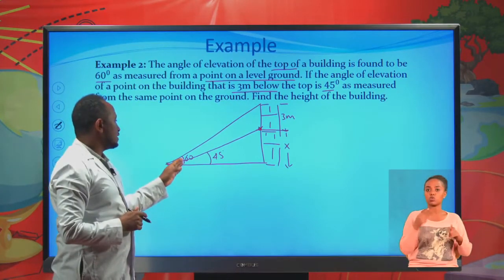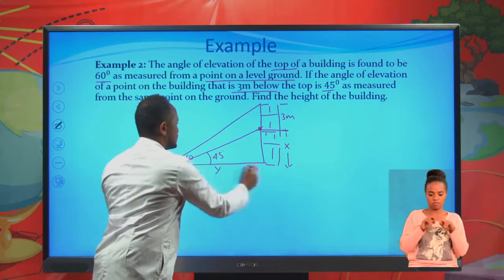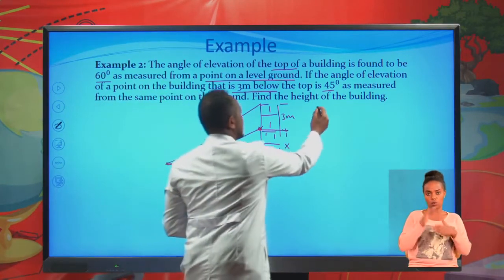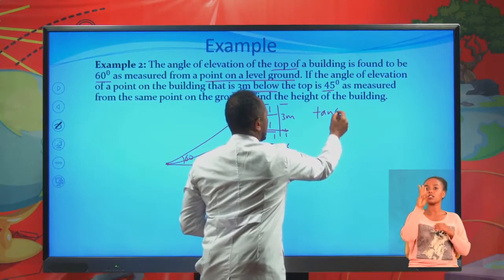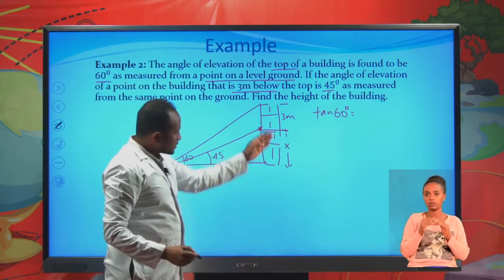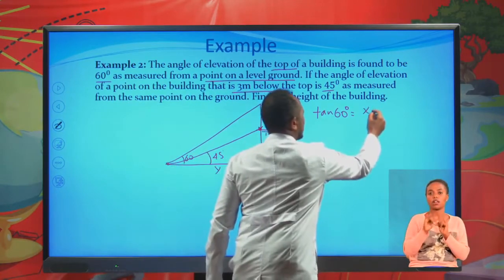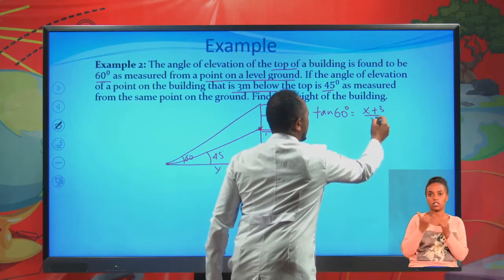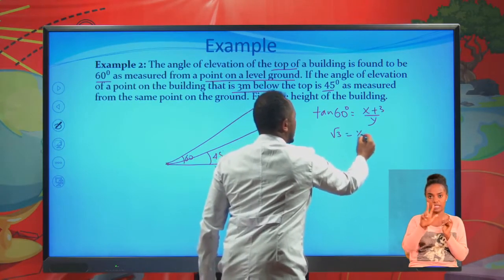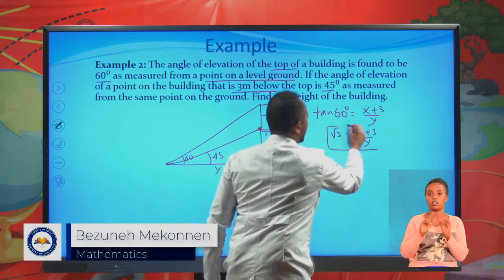Using the bigger triangle, tan 60 degree gives you, assume the distance from this point to the building to be y. So tan 60 degree is equal to x plus 3, this is the whole height of the building, x plus 3 divided by y. So tan 60 is root 3, root 3 equals x plus 3 divided by y. We have one equation here.